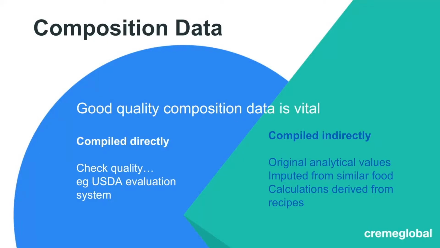So as I said, they can be compiled directly using lab techniques, but obviously it's not possible to do this for every single food. So you usually compile using both indirect and direct techniques. When we're going indirectly, we can use other original analytical values. We can impute them from another food or similar foods and calculate based on recipes.